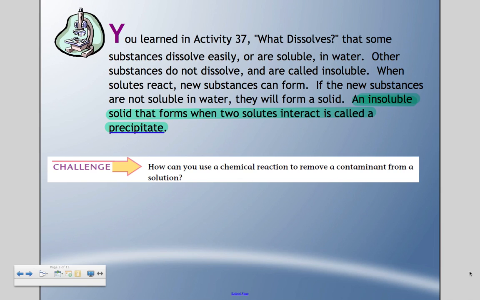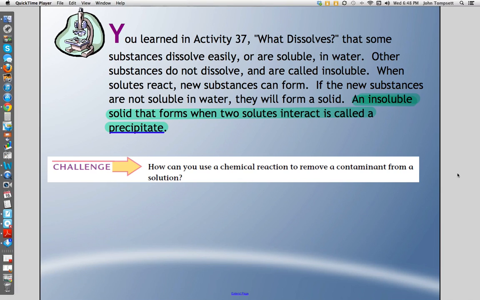Now, the definition may not make a lot of sense to you, but kind of take it apart slowly and you'll be able to figure out what it means. Here's the challenge. How can you use a chemical reaction to remove a contaminant from a solution? So think about what that means.